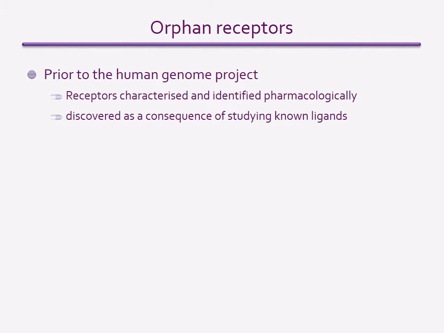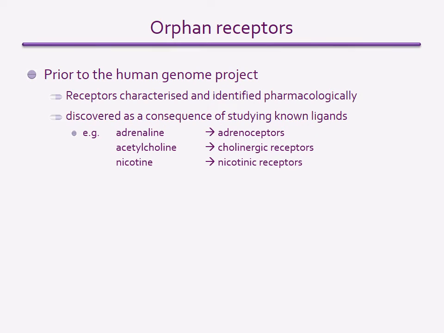Before the Human Genome Project began, many receptors were known. They were identified as a consequence of studying the effects of ligands on tissues and working out what they acted on. Receptors were usually named after the ligands that identified them. The ligands were often endogenous to the tissue, such as adrenaline and acetylcholine, which gave rise to the identification of adrenergic and cholinergic receptors. Sometimes receptors were named after exogenous ligands or drugs. An example of this is the nicotinic cholinergic receptor, which was identified as the molecule through which nicotine produced its effects.